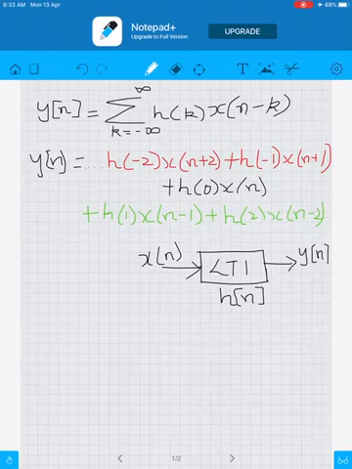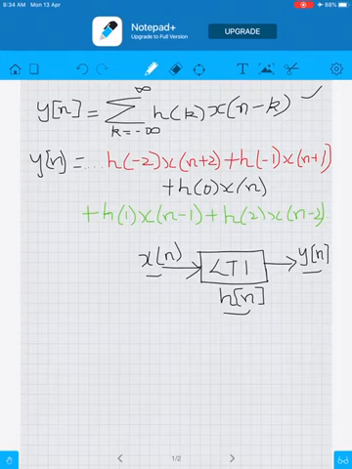Now let us consider a discrete time LTI system, that is, a linear and time invariant system, whose input is given by x of n and output is y of n, and the impulse response of the system is represented by h of n. Then an equation which relates all these three terms is given by the convolution sum, which is written here. y of n is equal to summation k is equal to minus infinity to plus infinity h of k into x of n minus k.